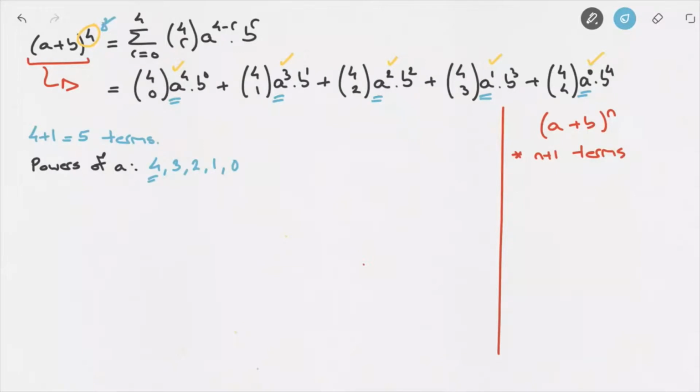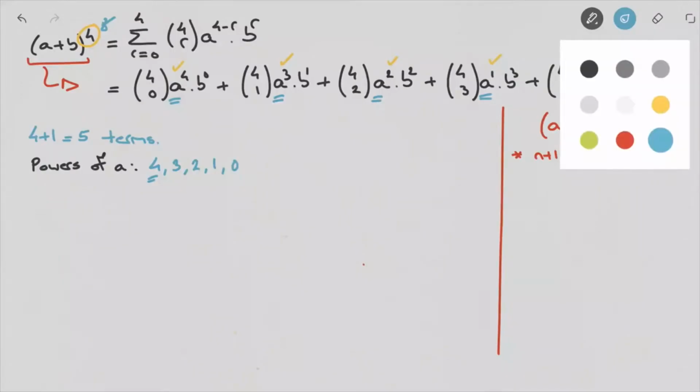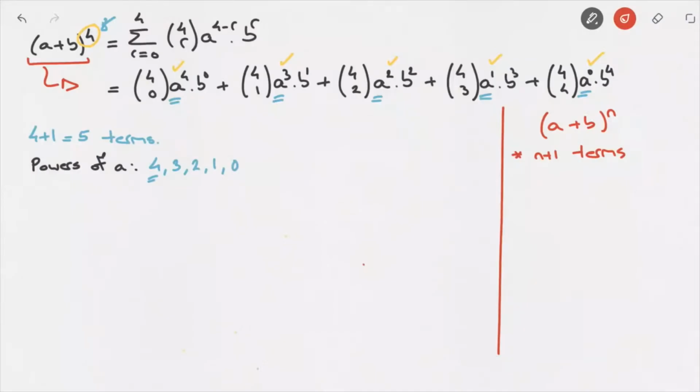And in fact, this too will always occur. Given any binomial expansion looking like (a + b) raised to the power of n, the powers of a will always go n, n minus 1, n minus 2, etc., all the way down to 2, 1, 0. That will always be the case.